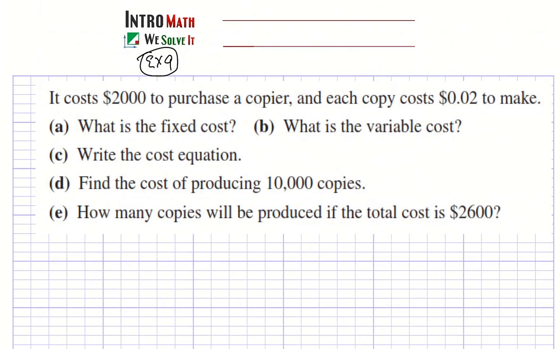Okay, look at this one. Example number 9. It costs 2,000 to purchase a copier, and each copy costs 0.02 to make. A, what is the fixed cost? B, what is the variable cost? C, write the cost equation. D, find the cost of producing 100 copies. E, how many copies will we produce if the total cost is 2,600?